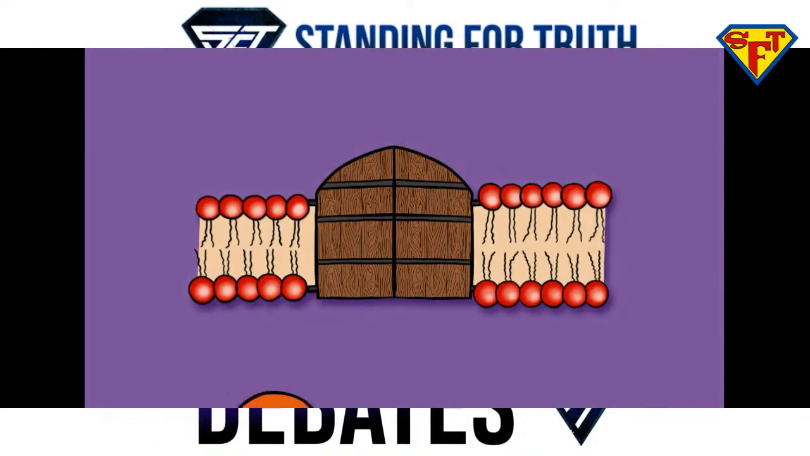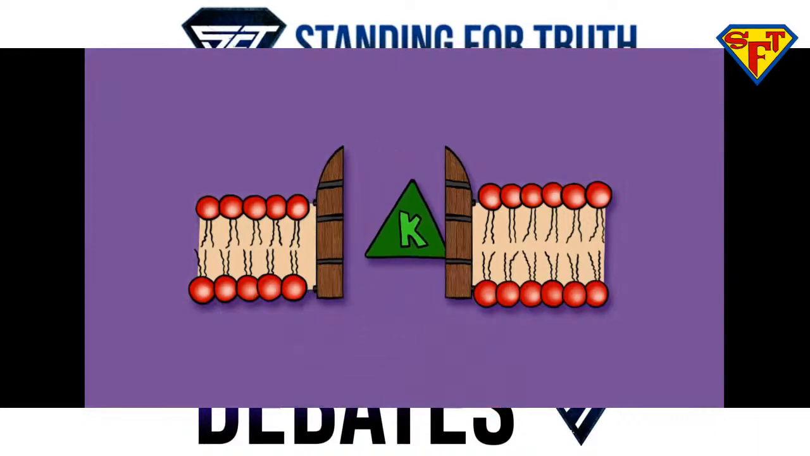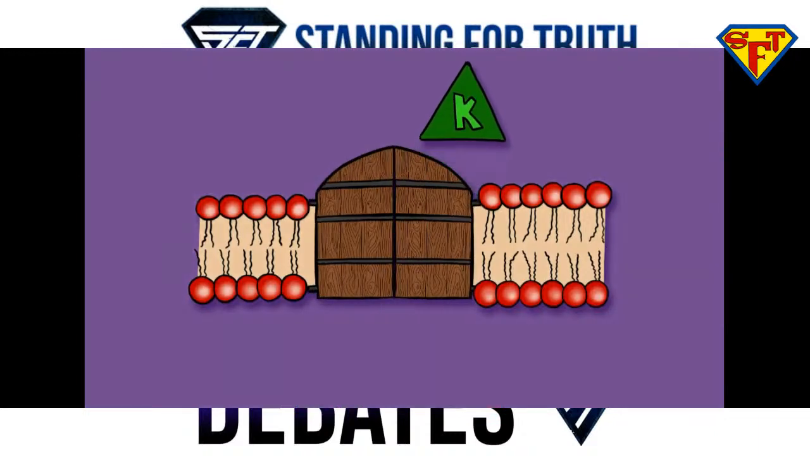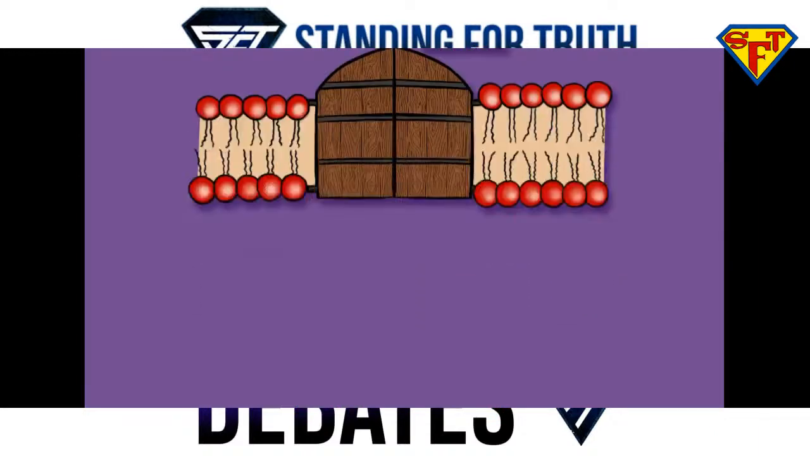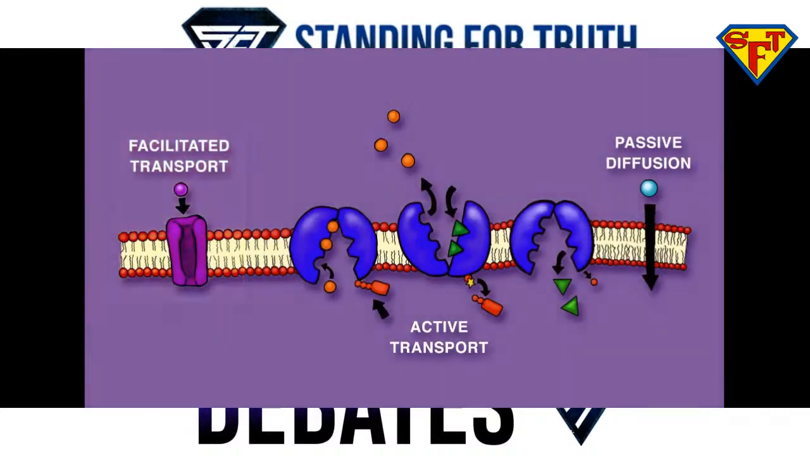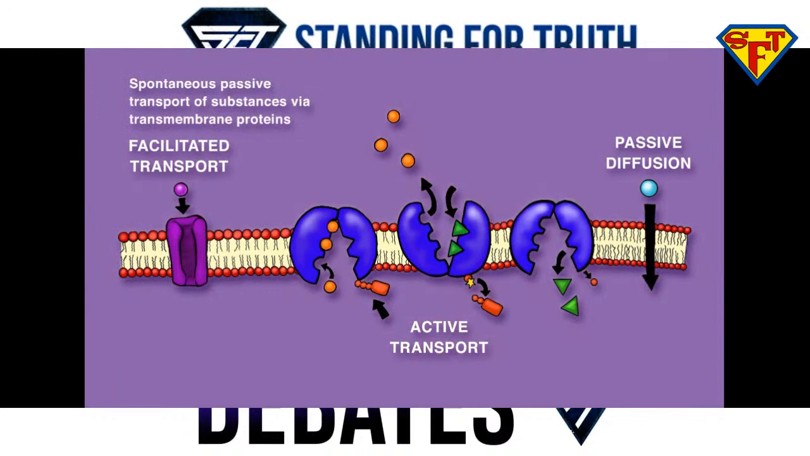Often, transmembrane proteins function as gateways, allowing specific substances to pass across the membrane. They can undergo conformational changes as they do this. They might participate in facilitated or active transport. Facilitated transport is spontaneous passive transport of substances via transmembrane proteins. Active transport, however, requires energy.